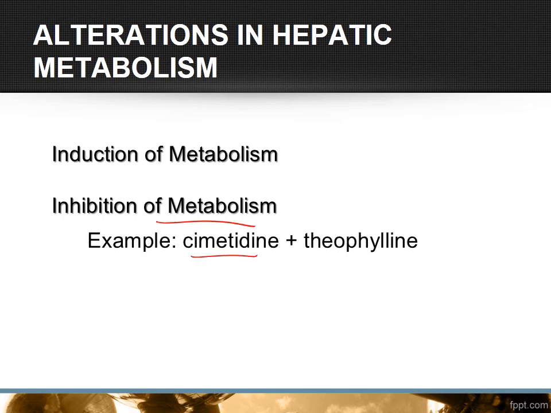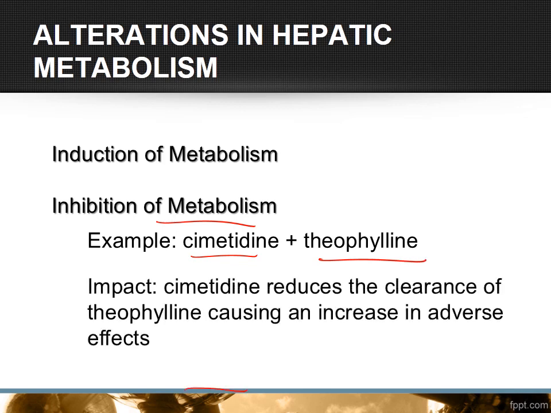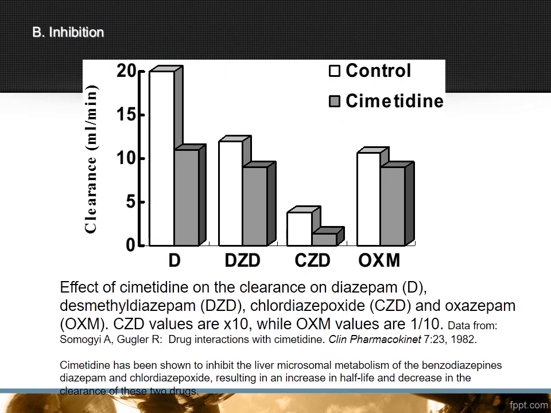For example, cimetidine and theophylline. So when cimetidine is given with theophylline, cimetidine reduces the clearance of theophylline, causing an increase in adverse effect of theophylline. And this is another example with the effect of cimetidine on the clearance of diazepam, desmethyl-diazepam, chlordiazepoxide, oxazepam. With control, the clearance of the drug is higher. When they are taken with cimetidine, the clearance of the drug is reduced here. So when the clearance is reduced, there is a tendency for toxicity.